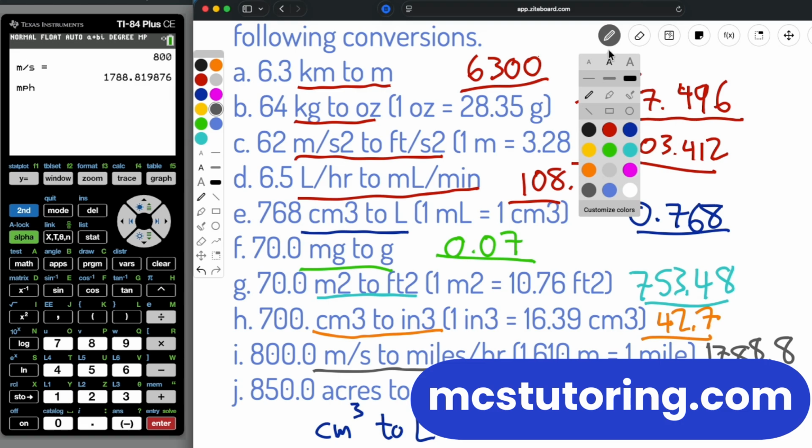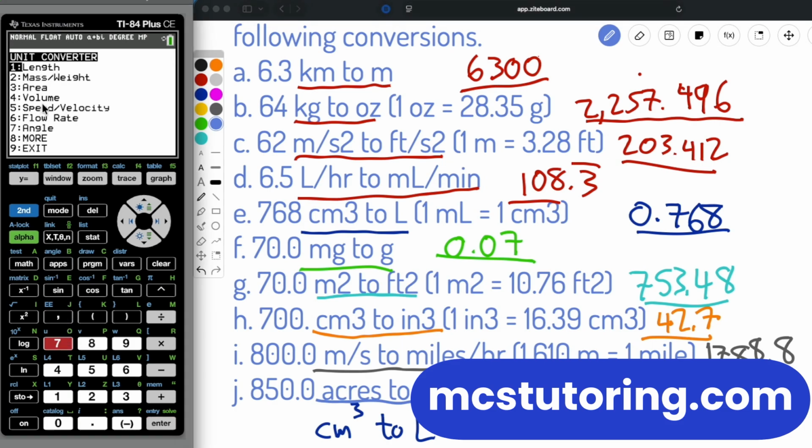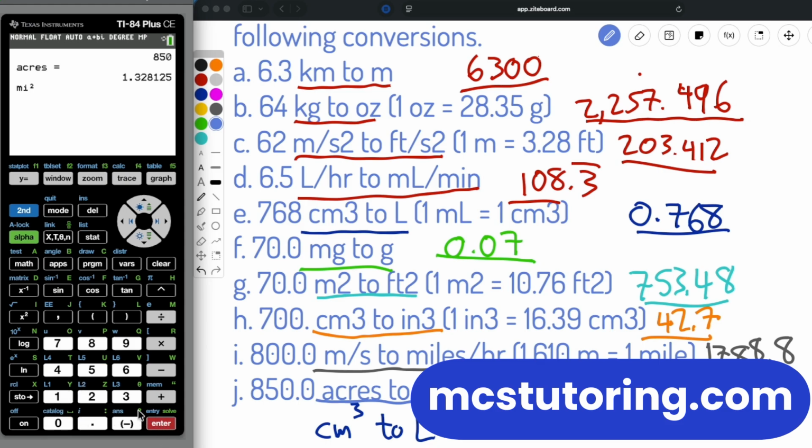1788.8 miles per hour. Okay. And then last one, the docket. We've got acres to miles squared. Again, that's going to be an area one, so we have to go back to that main menu. And then you're going to go to option 3 for the area, and then acres to miles square, option 5. How many acres do we have? 850. And that's 0.328 square miles.